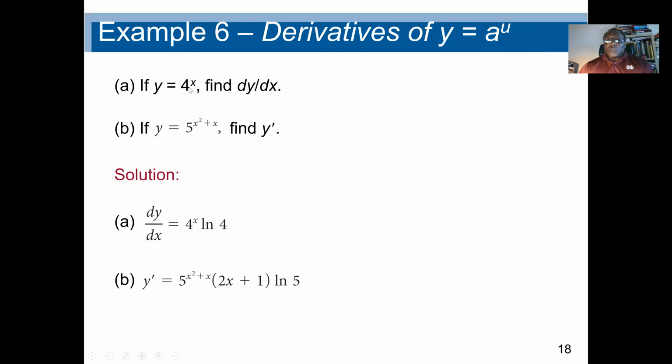Same thing applies here. Since we have 4 to the power x, the derivative of x is 1, so I don't need to use the chain rule. But I will get 4 to the power x times natural log 4. Here also I'll get the same value times natural log 5 times the chain rule, 2x plus 1.